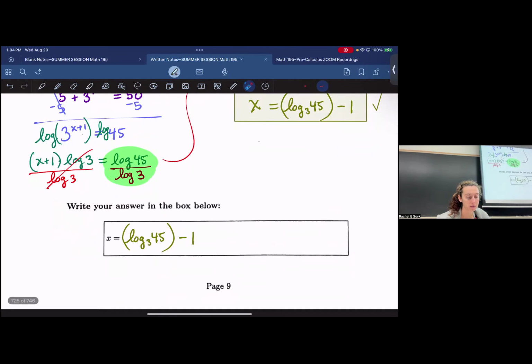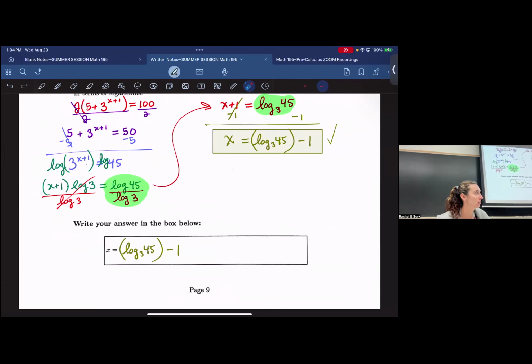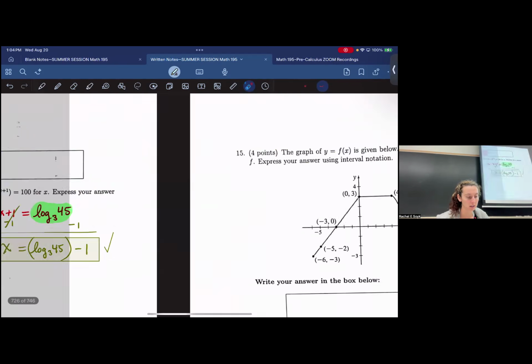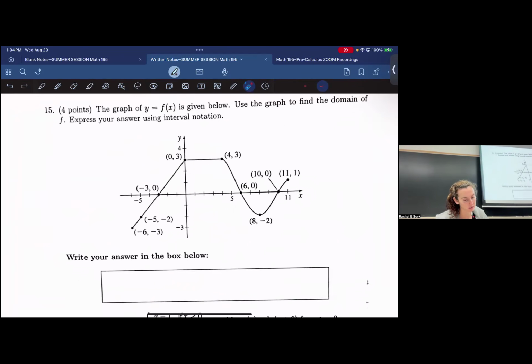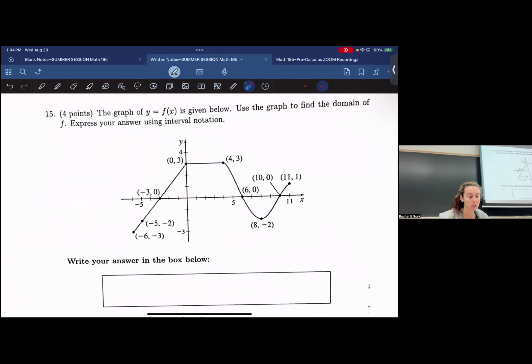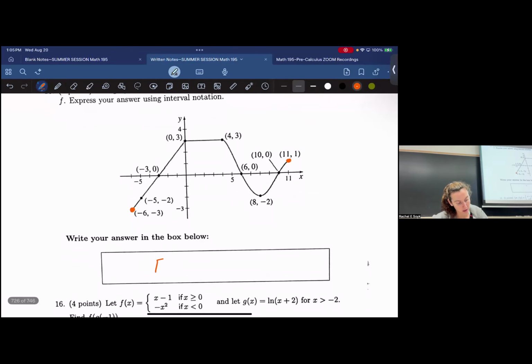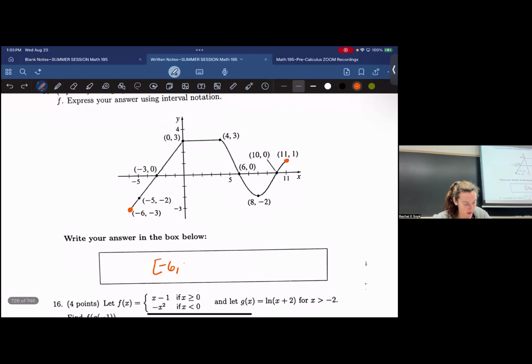Questions on this one? No? Okay. Let's keep going. Page 10, number 15. We're just asked to find the domain of this function. So what are all of our possible x values? We're including -6, that's our lowest, and we're including 11, that's our highest x. So hard brackets, -6, comma 11, hard bracket, done.